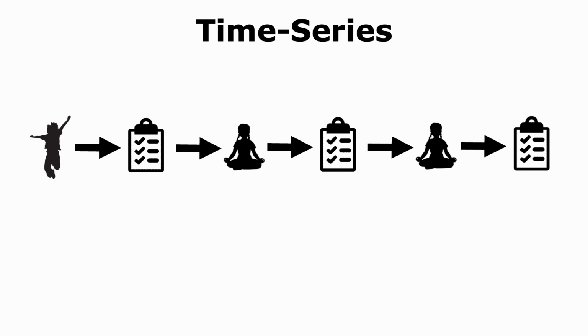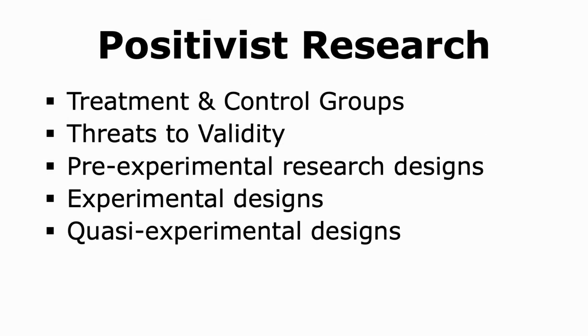So this presentation provides basic information and examples of elements of basic positivist research design, including being able to identify treatment and control groups, being able to define certain threats to validity, and then being able to identify different pre-experimental research designs, experimental designs, and quasi-experimental designs. So that's it for part 2. Now, for part 3, you will be learning similar concepts, but they will address interpretive research designs.